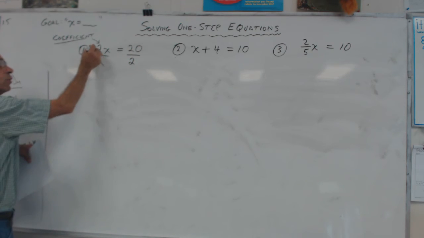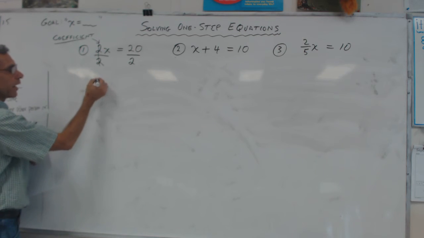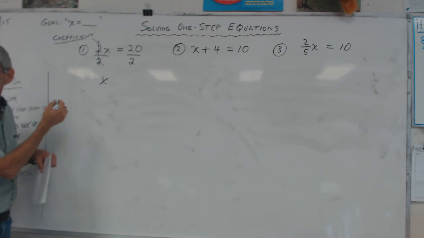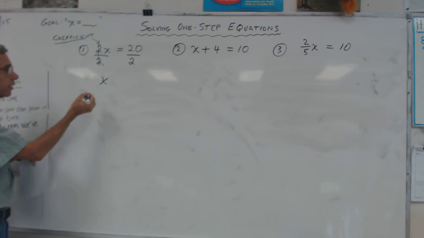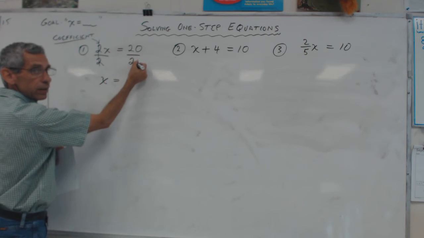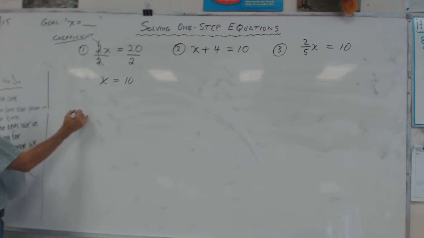So now, what is 2 over 2 equal? 1. So 1x or x. 1x is the same as x. So whenever it's 1x, I prefer you just write x. Okay? Equals, what is 20 divided by 2? 10. Easy. All right, let's do 1a, 1b.